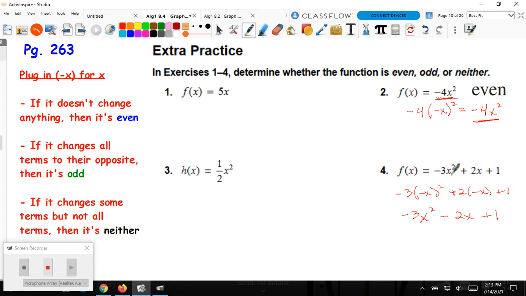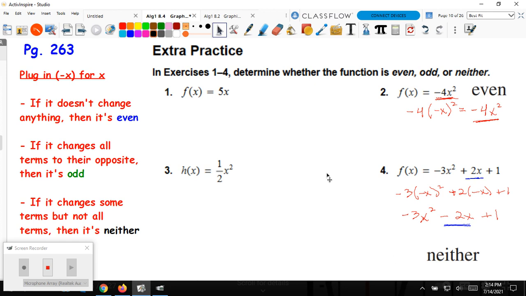So on this one, the first term didn't change, but the second term did change. That was different, and the third term didn't change. So if it changes some of the terms, but not all the terms, then it's neither. It changed the middle one, but it didn't change all the terms. So in this case, it's neither even nor odd. We just say neither for that one.